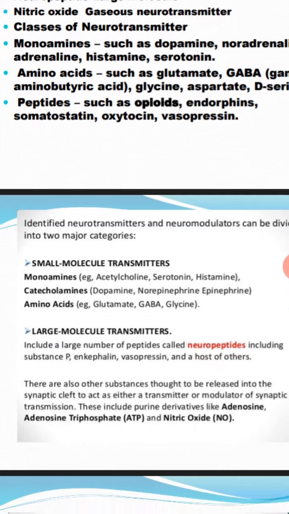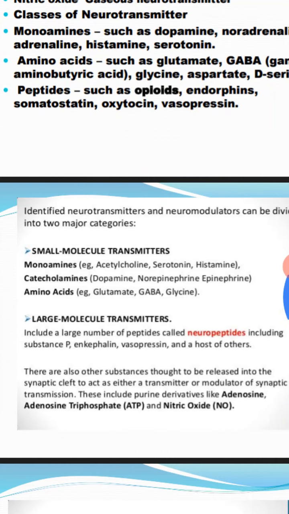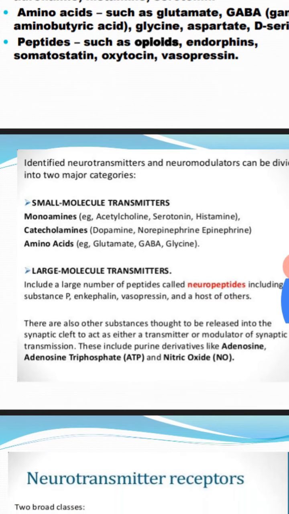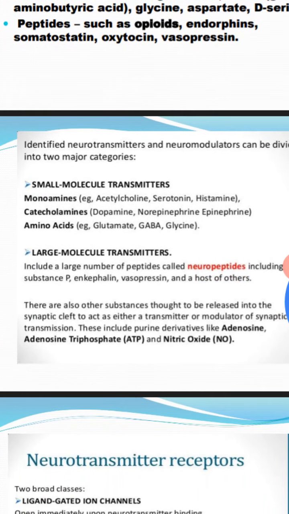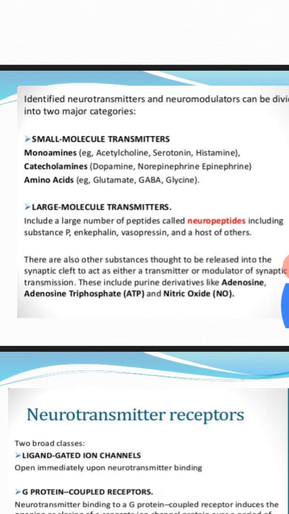So in this, there are some purine derivatives like adenosine triphosphate, ATP, and the gaseous nitric oxide, which also work as neurotransmitters. ATP, ADP and AMP are energy currency as well as neurotransmitters.